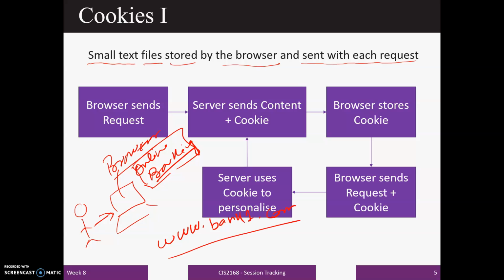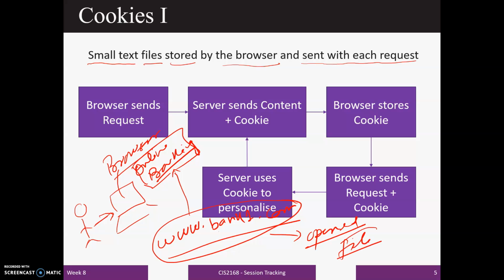www.bank1.com. So what will happen when this user enters this URL in the browser and the website gets opened? The operator will send a file, and the file sent by the operator is nothing but a text file, and this text file is the cookies. And why are these cookies sent? Because the operator wants to store the information about the client request for future use.